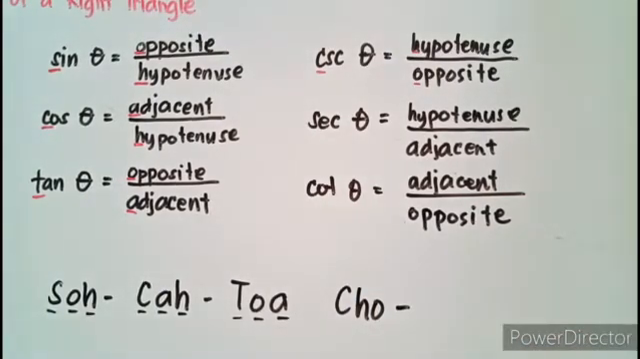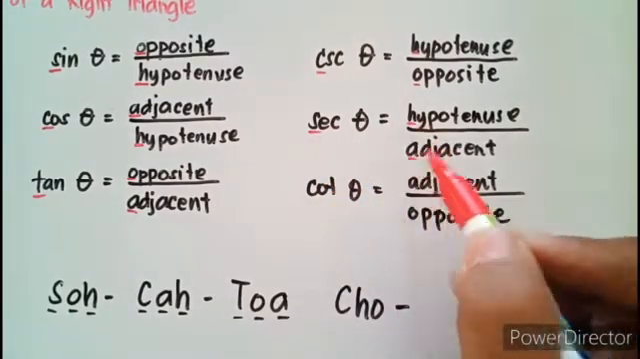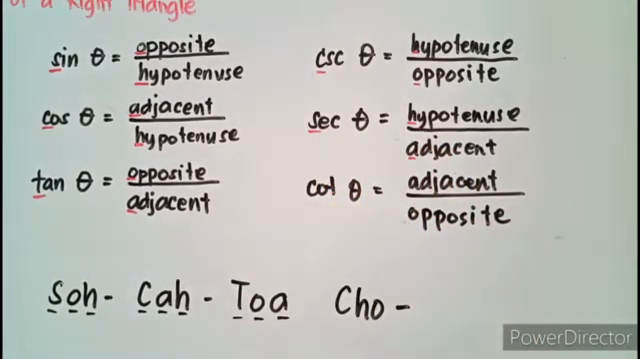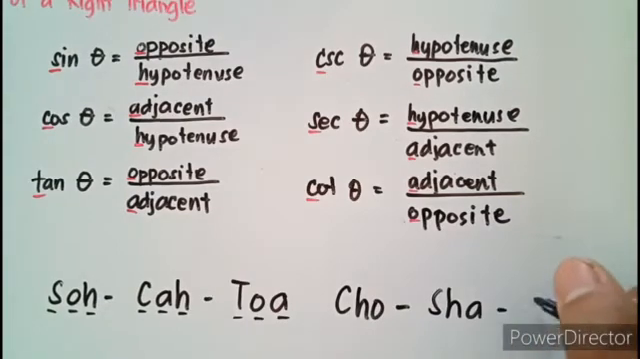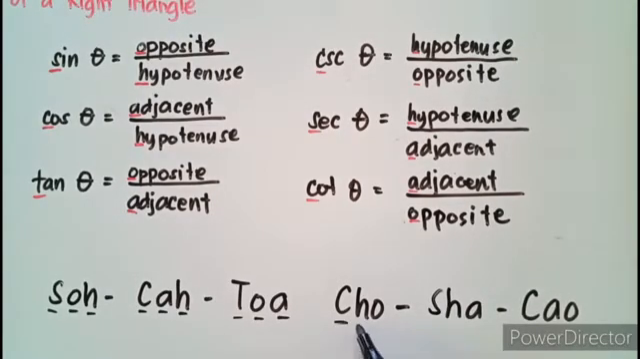Then for the second, we have SHA. And for the cotangent, we get CAO, so that is COW. So that is CHO-SHA-COW. Cosecant, hypotenuse over opposite. Secant, hypotenuse over adjacent. Cotangent, adjacent over opposite. So for you to memorize this easily, it is named as SOHCAHTOA, CHO-SHA-COW.